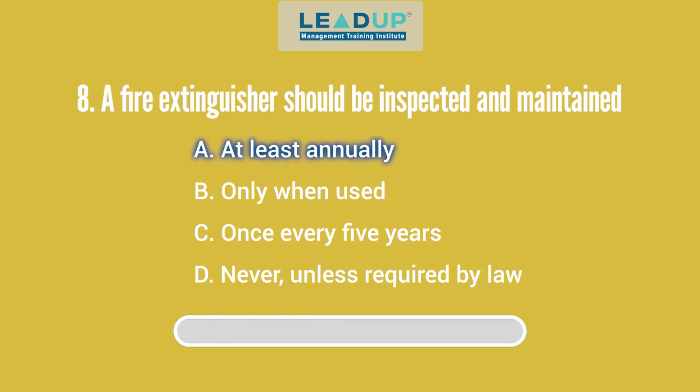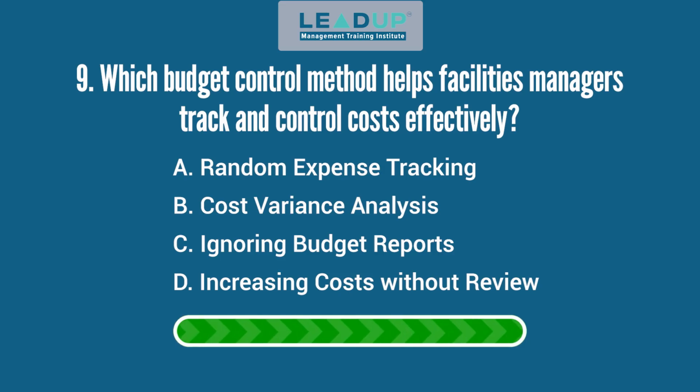Answer: at least annually. Question 9. Which budget control method helps facilities managers track and control costs effectively? A. Random expense tracking, B. Cost variance analysis, C. Ignoring budget reports, and D. Increasing costs without review.